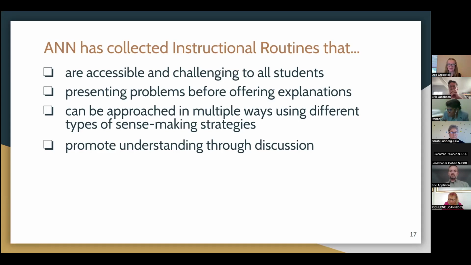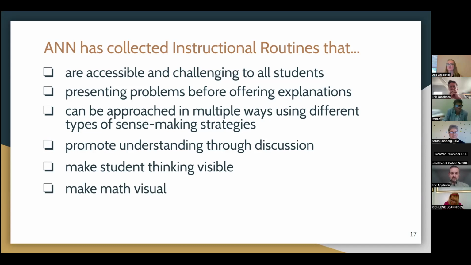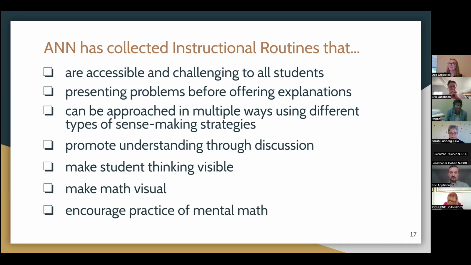Sometimes the discussion is the main point, right? Sometimes we are working towards a solution and sometimes there's more than one, right? And they make student thinking visible so that you know what your students really are thinking and doing with the mathematics. And they make the math visual, which has come up several times in the chat and over the course of these discussions. And they encourage the practice of mental math, right? Anytime we can do something mentally, it ups our speed. And ultimately, sometimes that's important. That's not the most important thing in mathematics, right? But being able to get rid of some of that mental weight of being able to do some things in our head makes us feel more confident about the math as well.